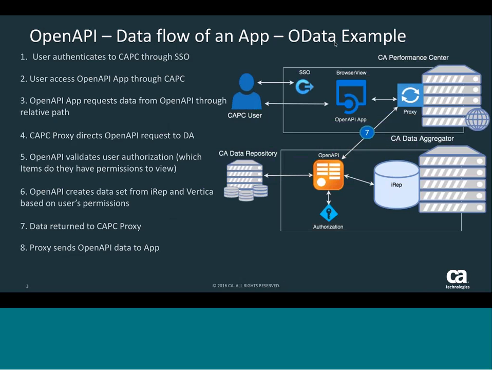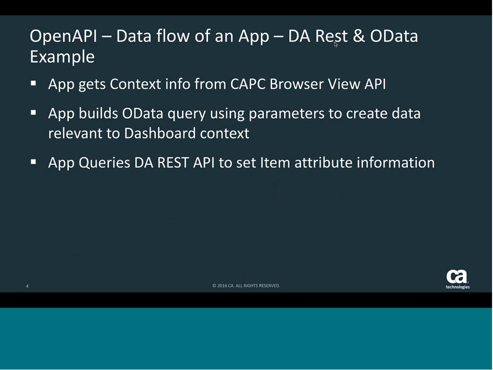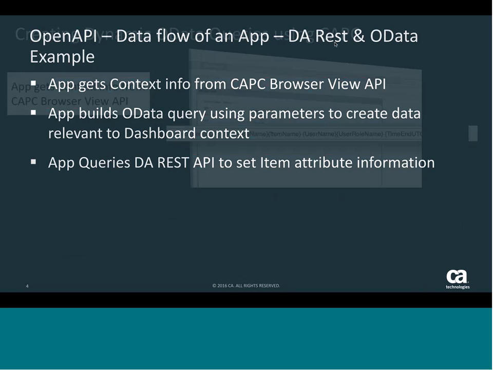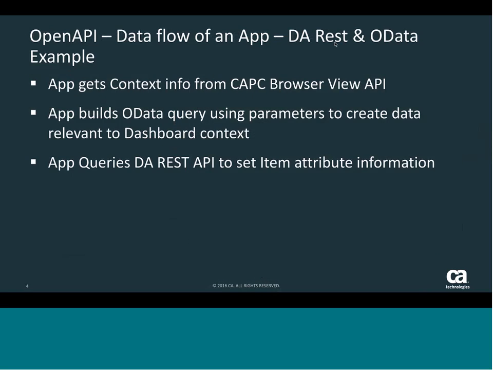Let me skip through this slide again. So an example, so that an app will get context from CAPC browser view window. Let me go back. And I'll show you that in a moment. It gets that context information, and that's everything about what's going on, right? That's the dashboard, the user, the locale, what the time range is set for, the current context, whether it's a group in a dashboard or an item in a context page, all sorts of information. Everything that you would need to tailor the experience to meet that contextual situation the user finds themselves in.